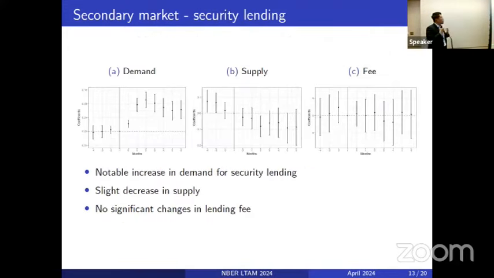So the next thing we want to check is short selling in the corporate bond market, because one way arbitrageurs can correct or take advantage of the mispricing is through security lending and short selling. Here we find that indeed after a bond crosses the maturity cutoff, there's a significant increase in the demand for security lending, meaning that the market realized there's a mispricing and increased their demand for security lending. Interestingly, we find a slight decrease in supply and no significant change in lending costs.